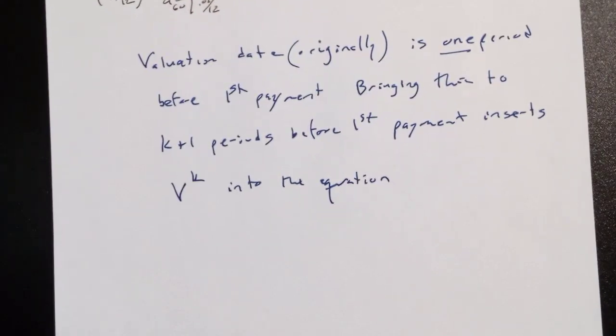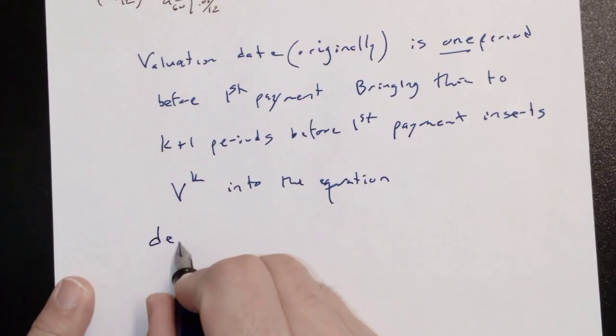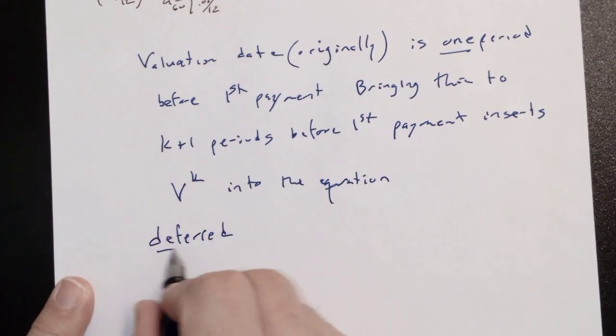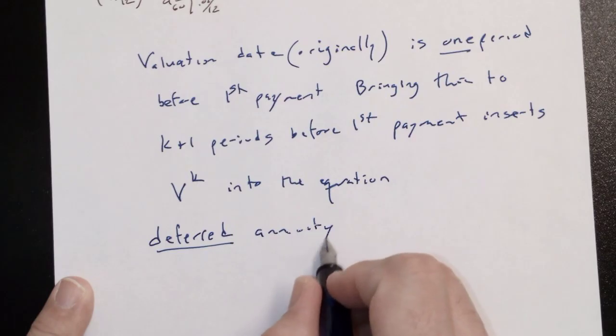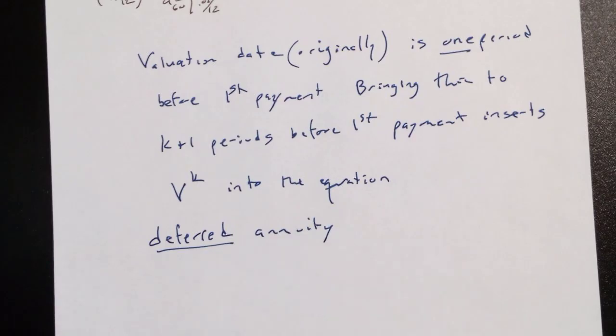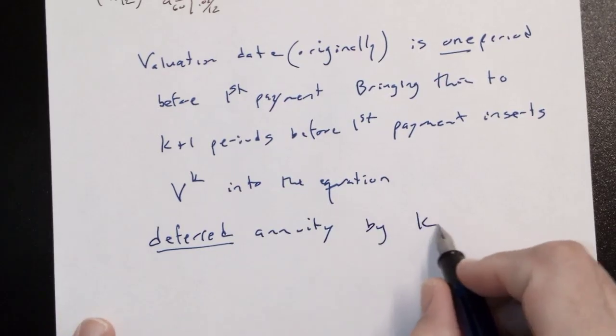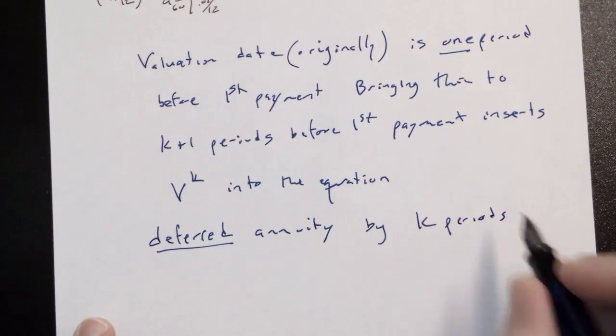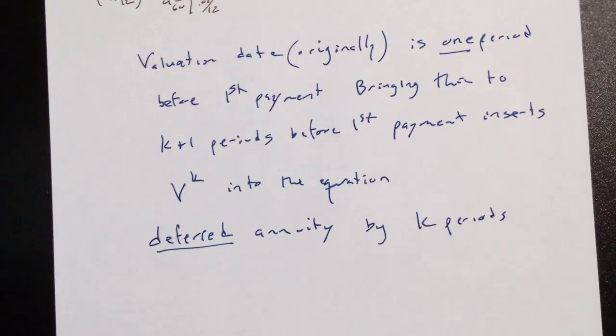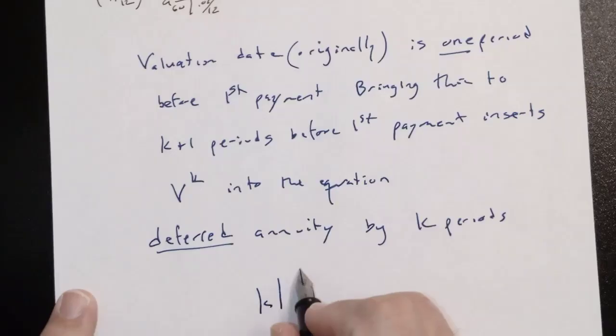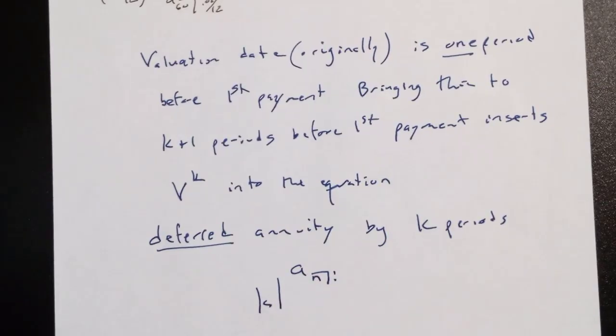This is called a deferred annuity. Deferrals show up a lot, and we deferred by k payments, by k periods. There's a notation for that. This little k and bar in front of my a angle n. It is still a subscript. This bugs the snot out of me. I really don't like it.